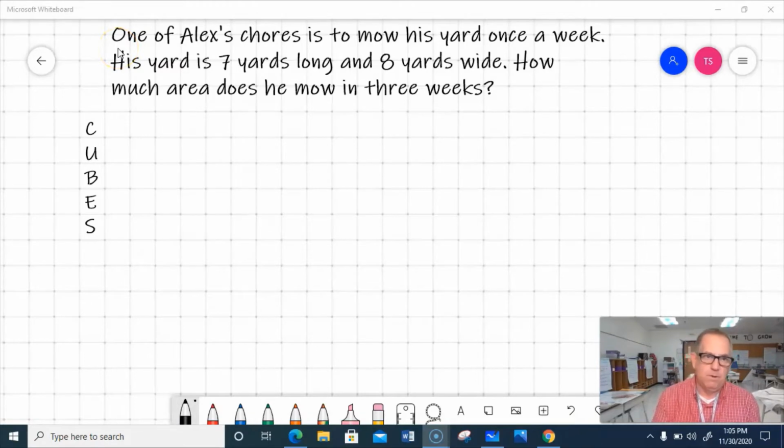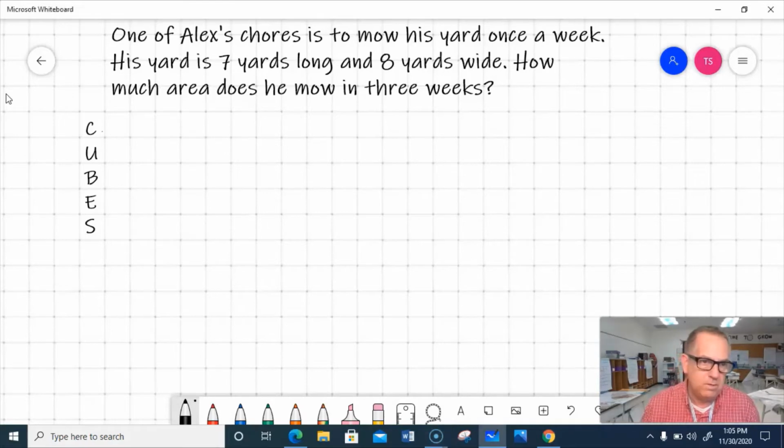Okay, let's go look at this problem. Follow along as I read. One of Alex's chores is to mow his yard once a week. His yard is 7 yards long and 8 yards wide. How much area does he mow in 3 weeks? So we're going to use my cube strategy, just like we always do.